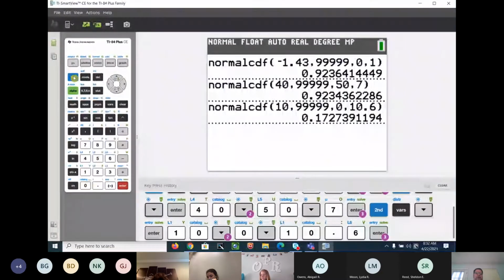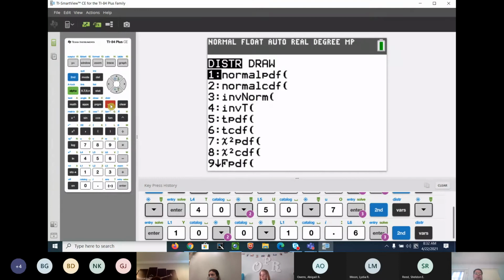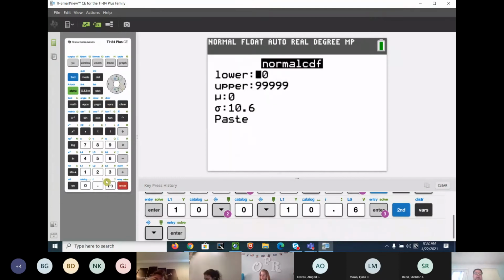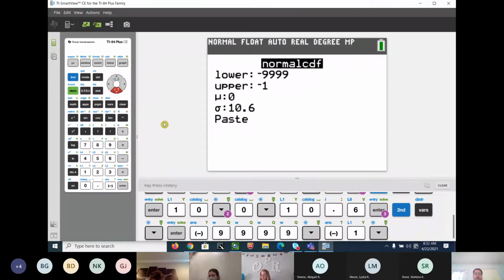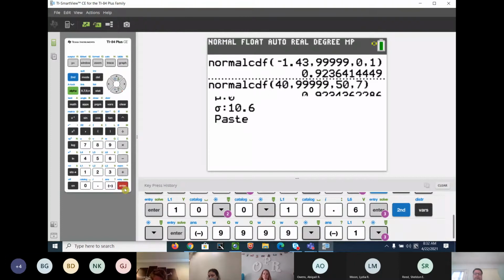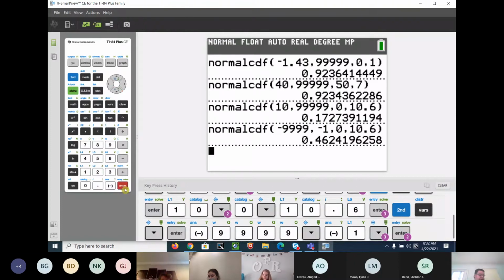So second vars, normal CDF, negative 9999 to negative 1, and 0 and 10.6. How do I know if I come out with the right answer? It's going to be less than 50%. That's why. 0.4624. And that's with a new calculator.